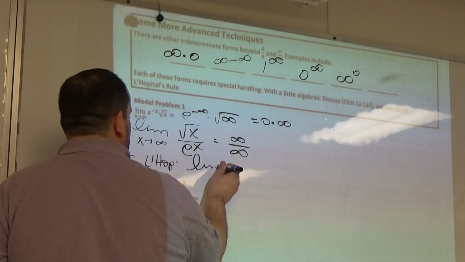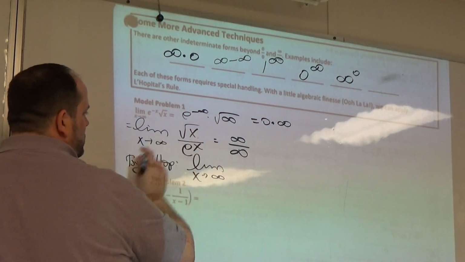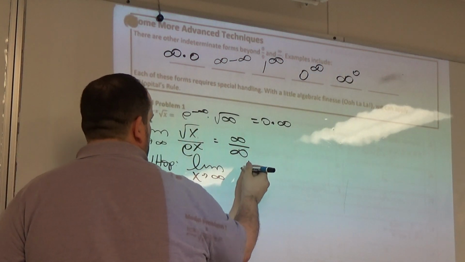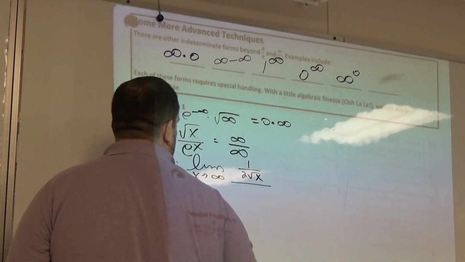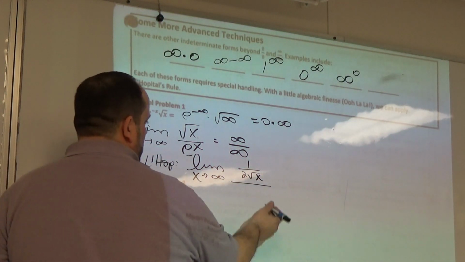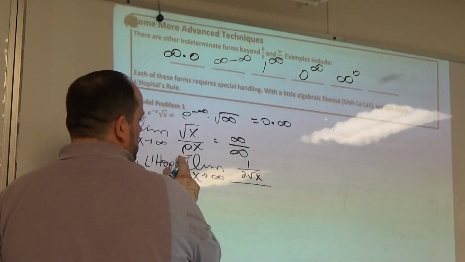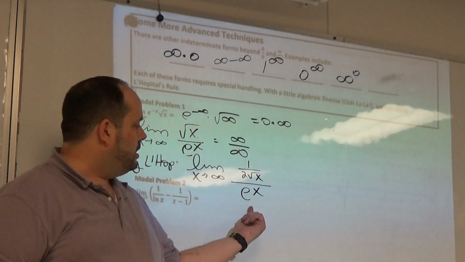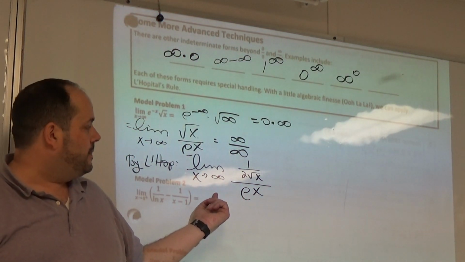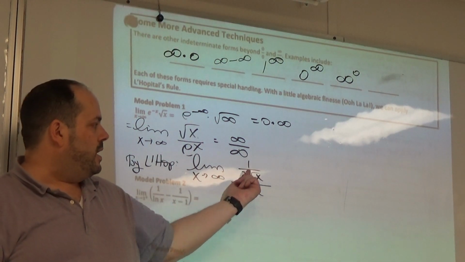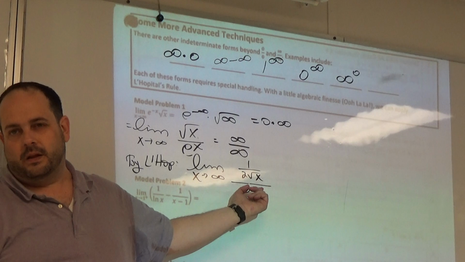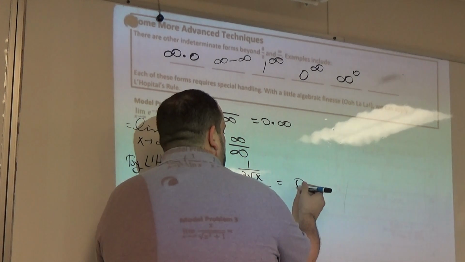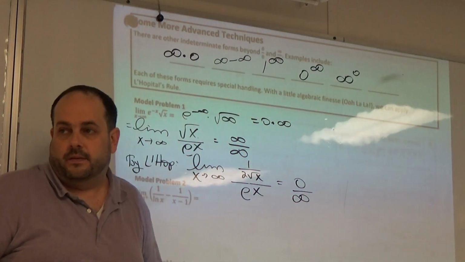L'Hopital's rule says take the limit as x approaches infinity. I need the new numerator. Derivative of the square root of x: 1 over 2 square roots of x. New denominator: not e to the x times x, just e to the x. Take the limit as x approaches infinity. You've got 1 over 2 square roots of infinity, so with infinity in the denominator, I've got infinity.